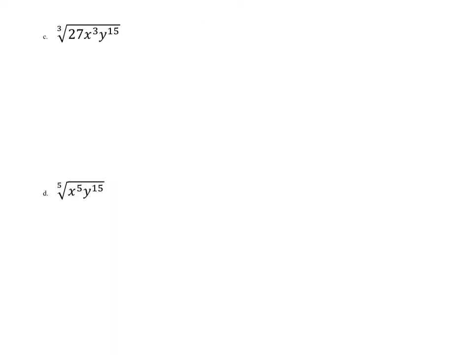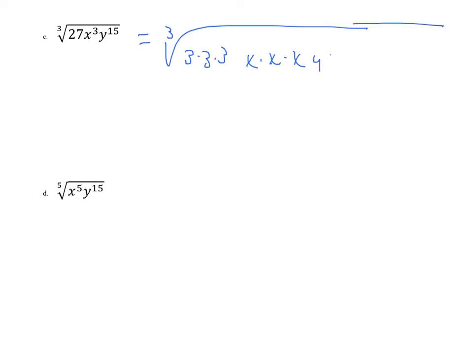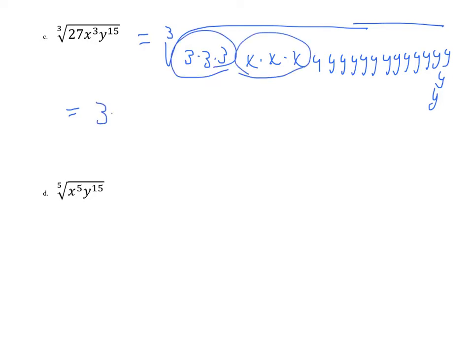How about the cube root? That means every triple comes out as a single. So every triple. So what we're doing here is 27, 3 times 3 times 3, cool. X times x times x, cool. Oh, there's 15 y's. 1, 2, 3, 4, 5, 6, 7, 8, 9, 10, 11, 12, 13, 14, 15. Now I'm not going to write these. I did write them all out just so that you have a visual. So a triple comes out as a single. A triple comes out as a single.